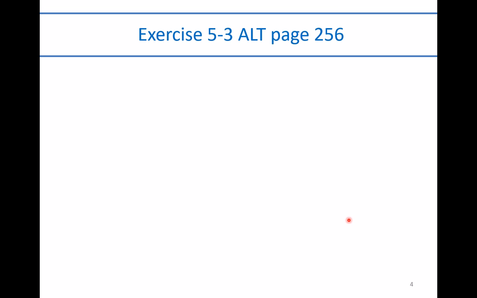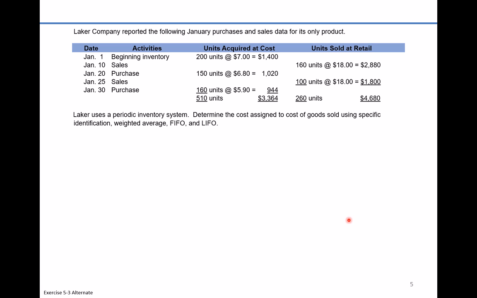Today we're taking a look at an alternate version of exercise 5-3 from page 256 of the textbook, chapter 5, Reporting and Analyzing Inventories. So this problem here is on inventory costing methods. Let's take a look at the data. It says Laker Company reported the following January purchases and sales data for its only product.